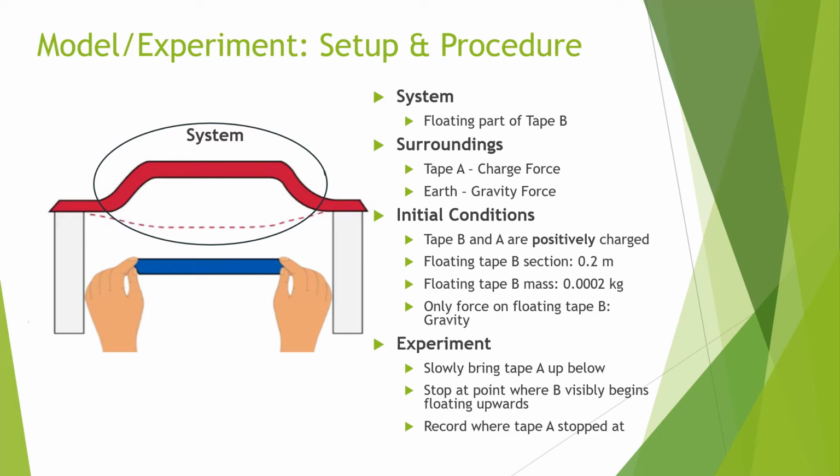The only force acting on floating tape B in the initial conditions is gravity. In the actual experiment, we slowly bring tape A up below tape B. Once we see that tape B is visibly beginning to float upwards, we stop and record the distance between tape A and tape B.